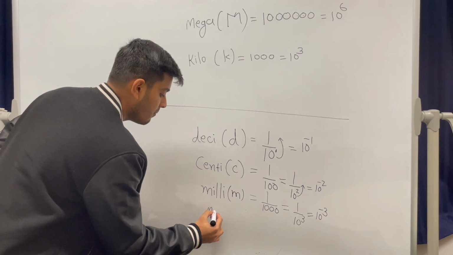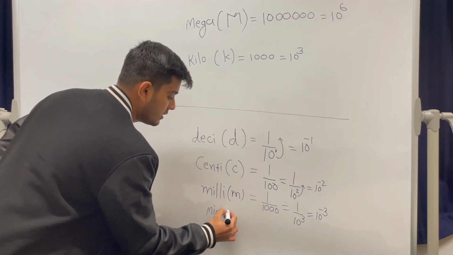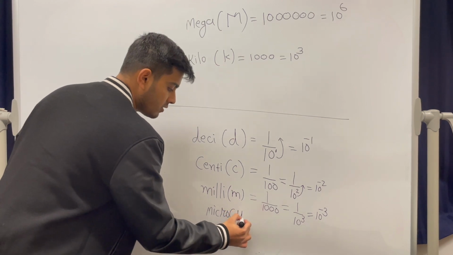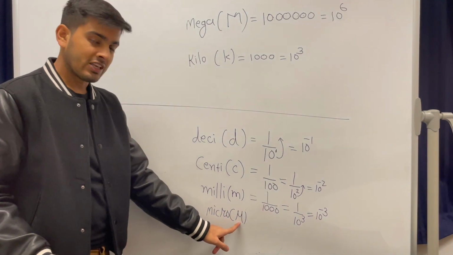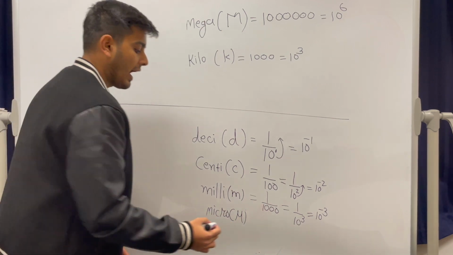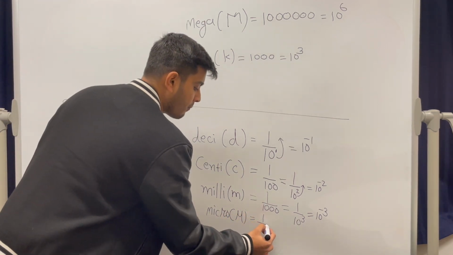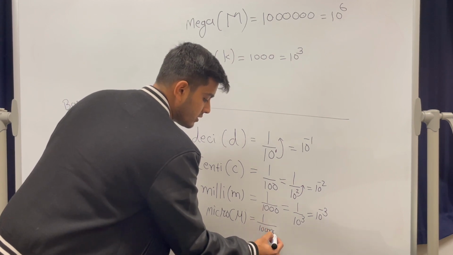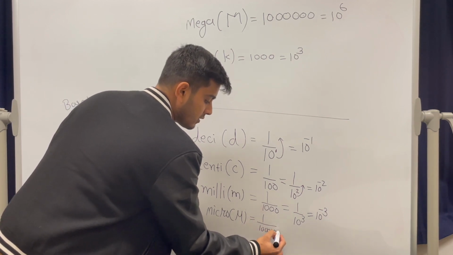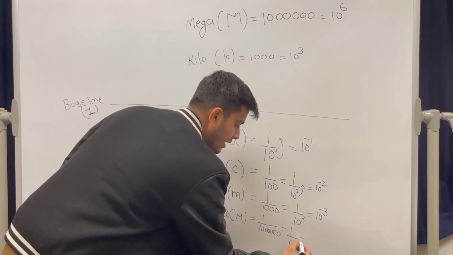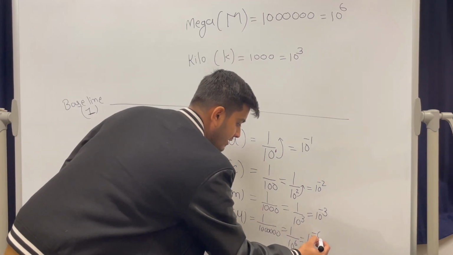Then we have micro. The symbol of micro is mu. Okay, it looks like U. So that's our micrometer. And micrometer is 1 upon 1 million. It means 6 zeros, which can be written as 1 upon 10 power 6, and which can be written as 10 power minus 6.